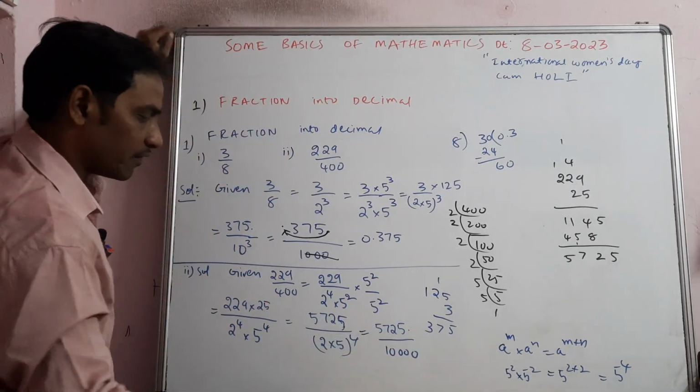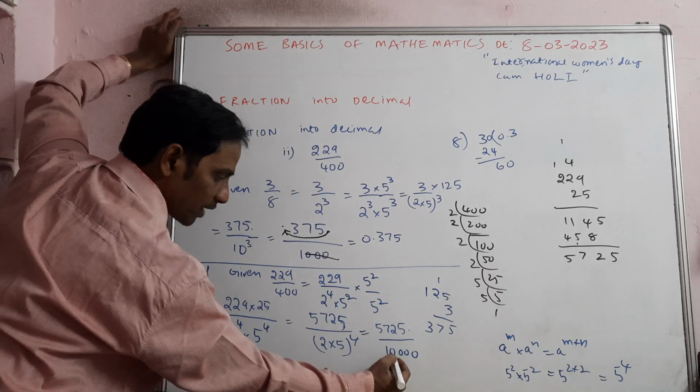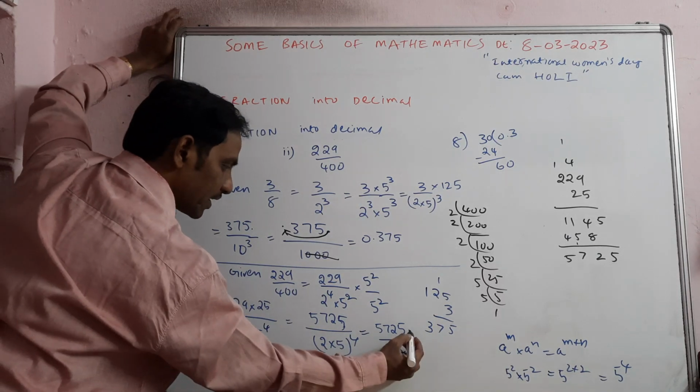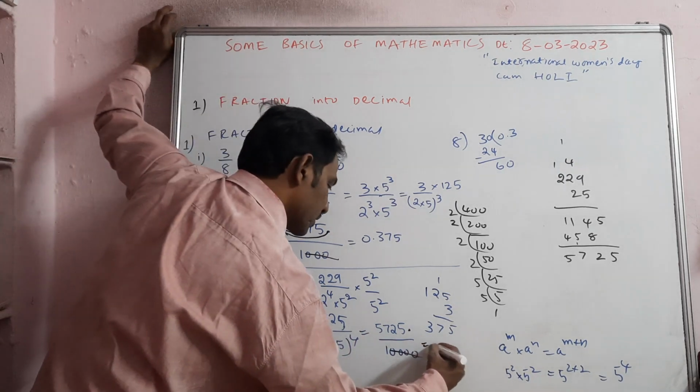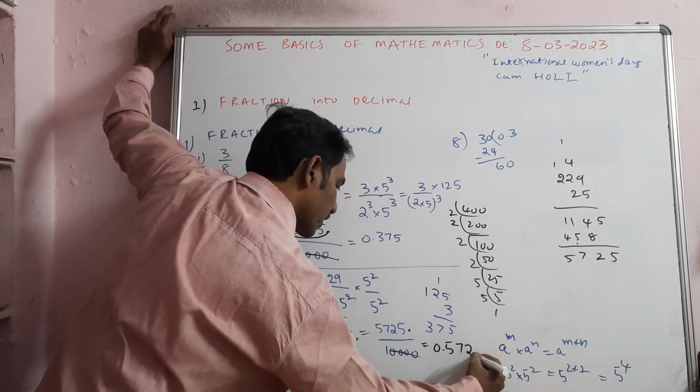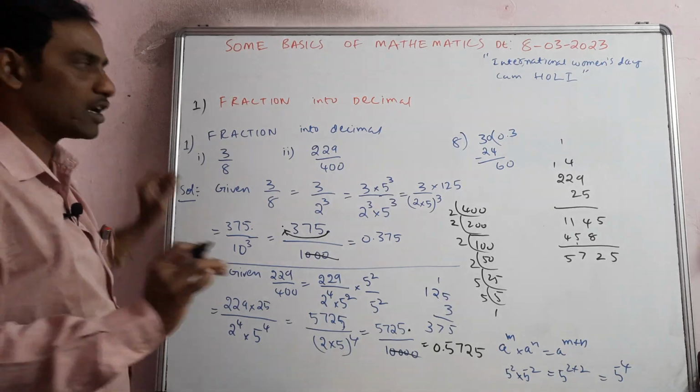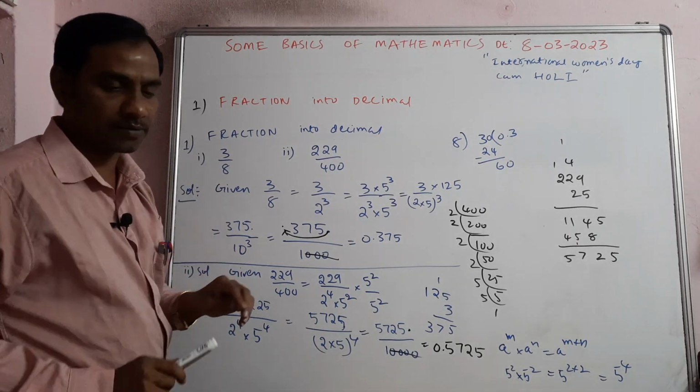Whenever you have 10,000, when you cancel 4 zeros in the denominator, the decimal on the right will shift 4 digits to the left. So 0.5725 will be the answer. In that way you have to convert a fraction into decimal.